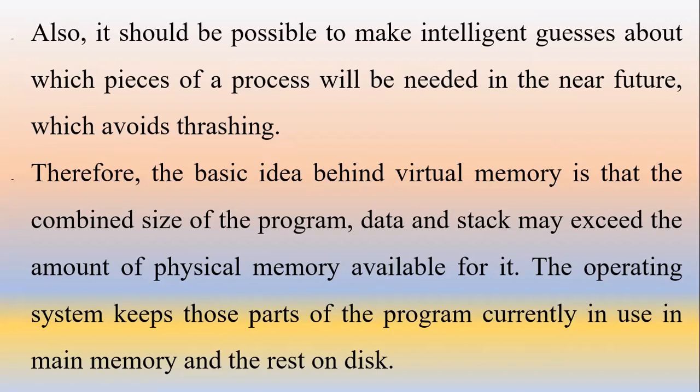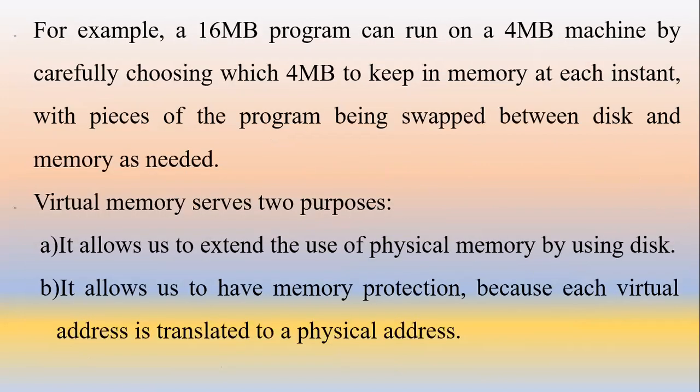The combined size of the program, data, and the stack may exceed the amount of physical memory available for it. Therefore, the operating system keeps those parts of the program currently in use in main memory, while the rest of the process is kept on a disk. For example, if you have a 16 megabyte program running on a 4 megabyte machine, then at any given instant, the memory manager will break that 16 MB into 4 MB pages or pieces, which will then be brought into memory one at a time while the rest live on disk.